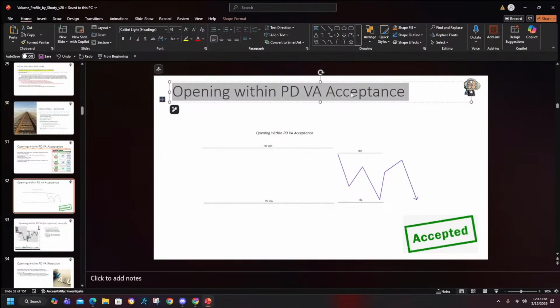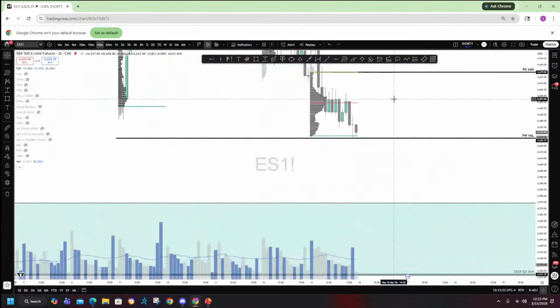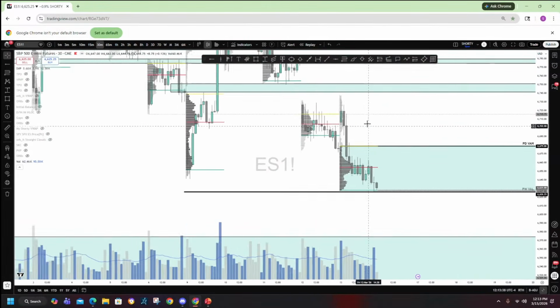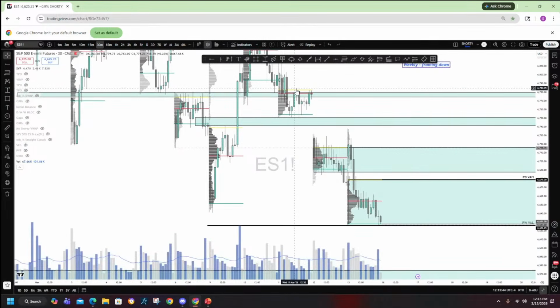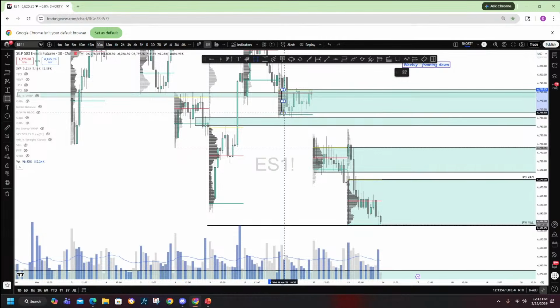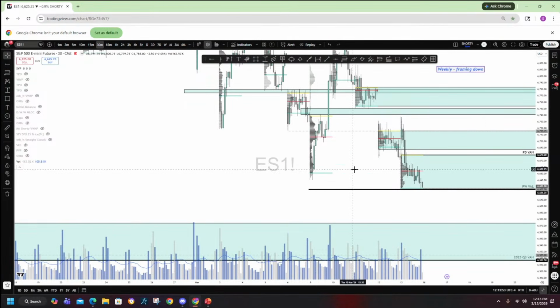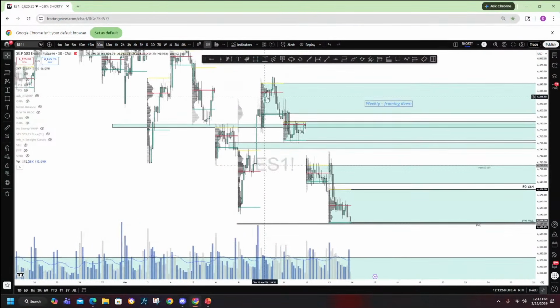If we open within a prior day, we're accepting the value, correct? Prior day value area low. So if we open inside here, we are accepting this value. That value a day prior was here. The day prior to that, the value was here. So why would this be bullish if I'm accepting the price here? Because you opened within value. But the value is doing what, guys? It was here, it's here, it's trending down.